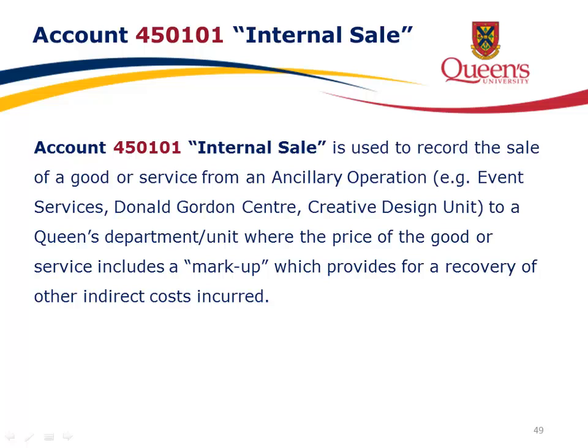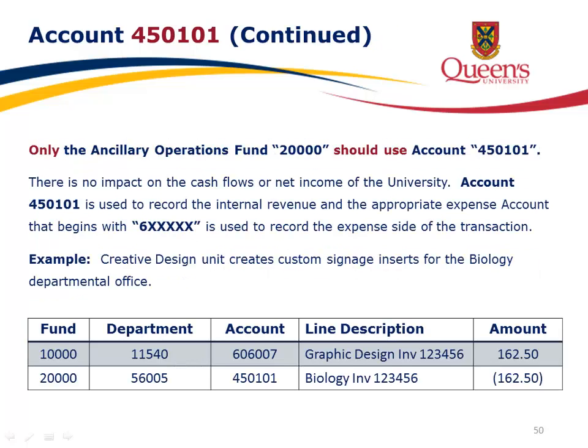Account 450101, Internal Sale. This account is used to record the sale of a good or service from an ancillary operation, for example, Event Services, Donald Gordon Center, Creative Design Unit, to a Queens Department unit where the price of the good or service includes a markup which provides for a recovery for other indirect costs incurred. Only the Ancillary Operations Fund 20,000 should use account 450101.